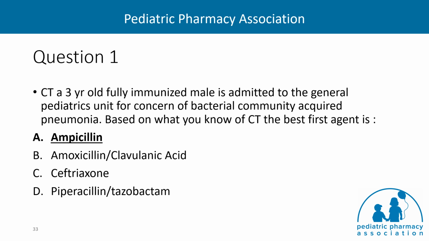The correct answer is A, ampicillin. Ampicillin is appropriate in this situation due to CT's age of less than 5 and his fully immunized status. If the patient CT were to be unimmunized or incompletely immunized, ceftriaxone would have been an appropriate first choice. Had CT received ceftriaxone initially and we were looking to step down in therapy, amoxicillin clavulanic acid would have been an appropriate PO alternative. Piperacillin tazobactam is too broad to treat community-acquired pneumonia unless there is a known drug resistance in the patient's past.